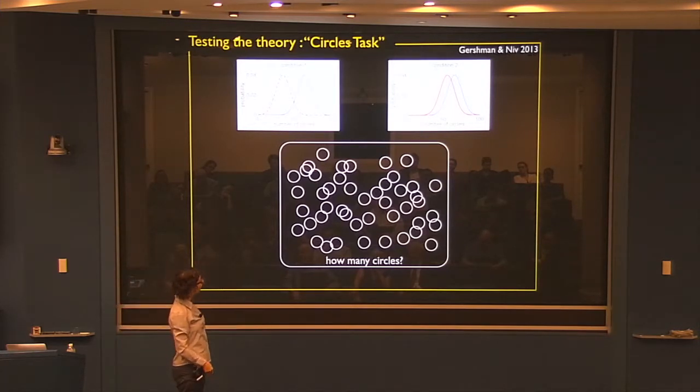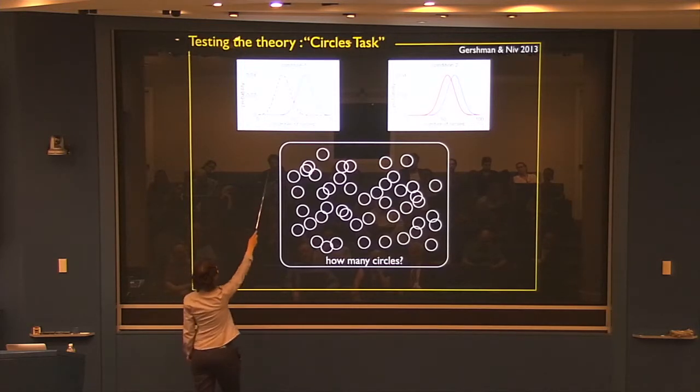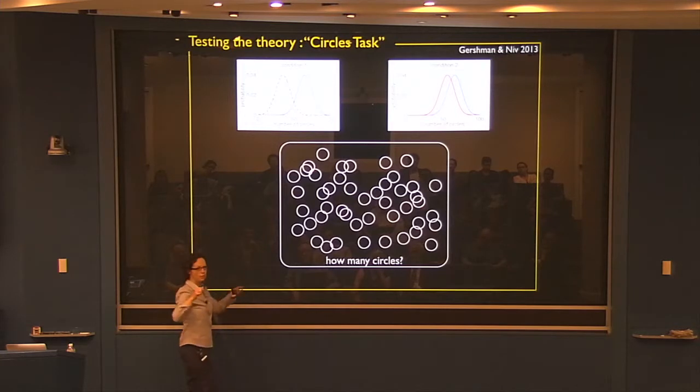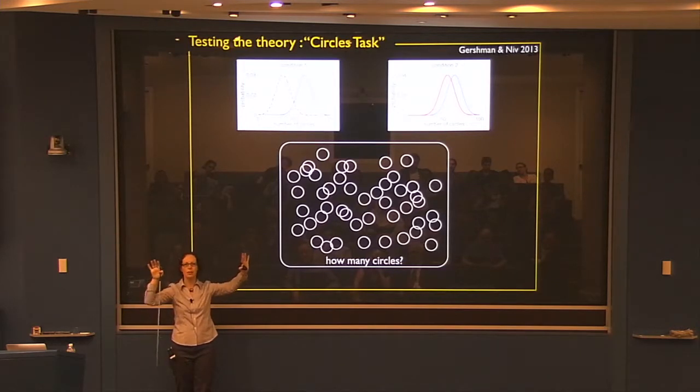But what we had thought, based on our theory, is that in condition 1, because these two types of trials are so different from each other, they would separate them into two latent causes and learn separately the mean for each one.